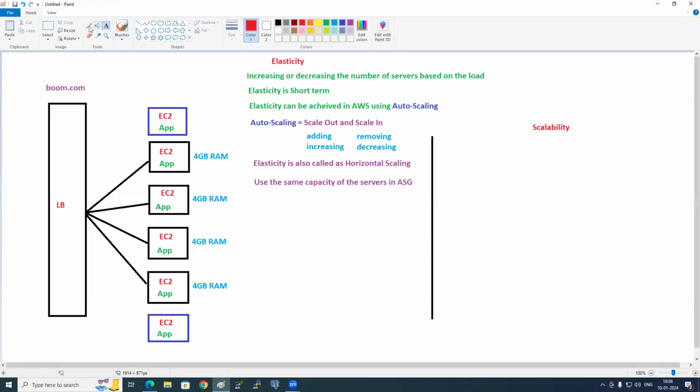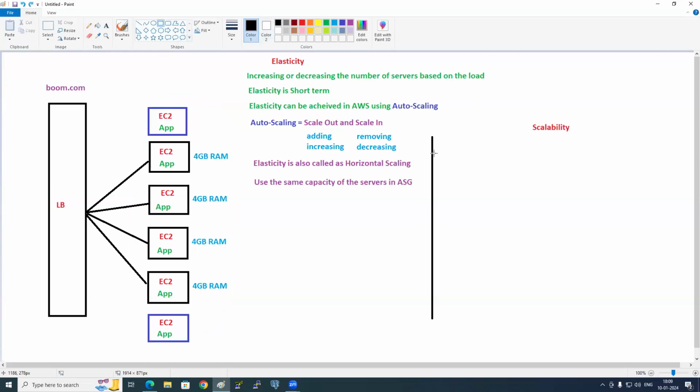Okay, so just now I said ASG. What is the full form of ASG? Auto scaling group. So all these EC2 instances will be in one group. And what is this group called? Auto scaling group. We call it auto scaling only. In AWS, we call it a group, meaning a group of servers, a group of EC2 instances.